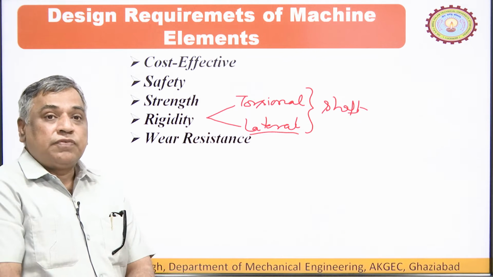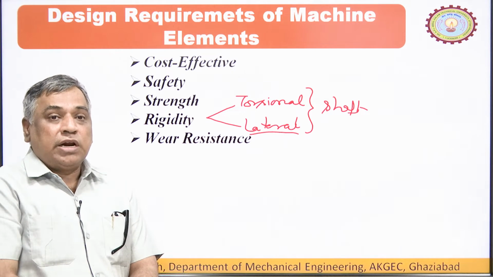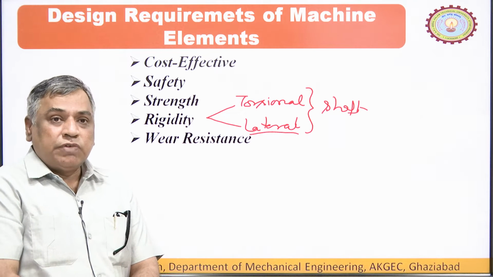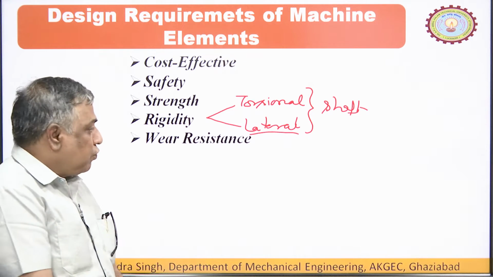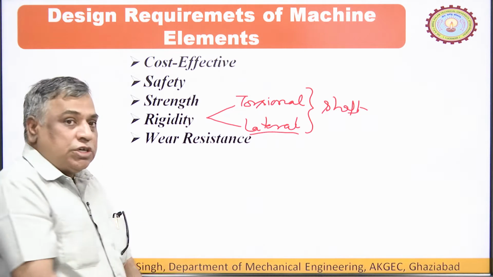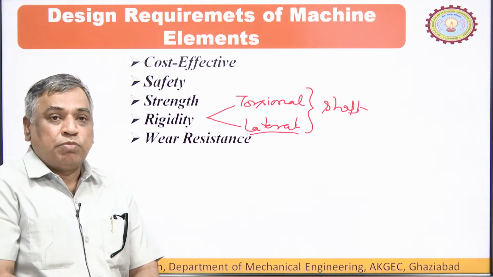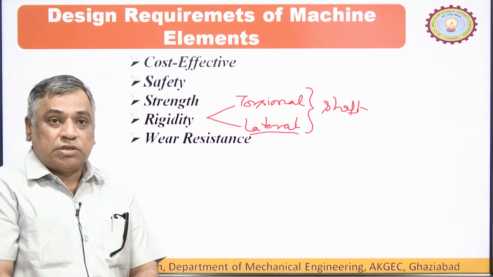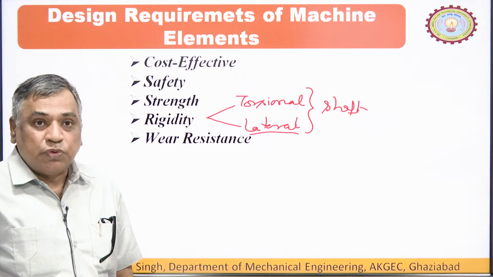Next is the wear resistance. There are a number of elements in mechanical engineering which are subjected to relative motion. Whenever two components have relative motion to each other and are subjected to force, friction is there and wear may take place, and if wear takes place, the performance may be adversely affected. So, the material selected for a particular application must have sufficient wear resistance.